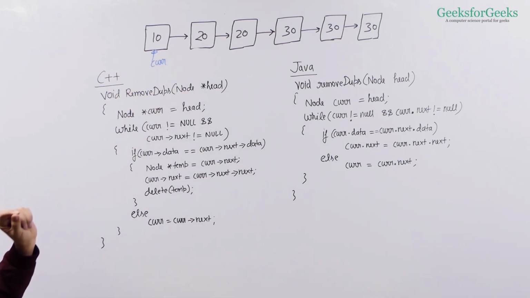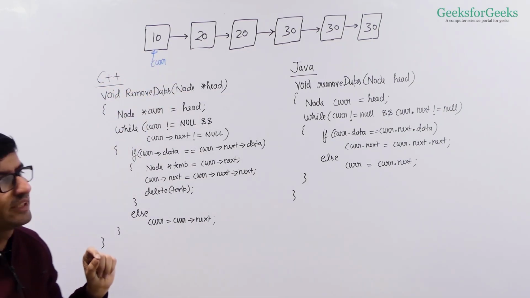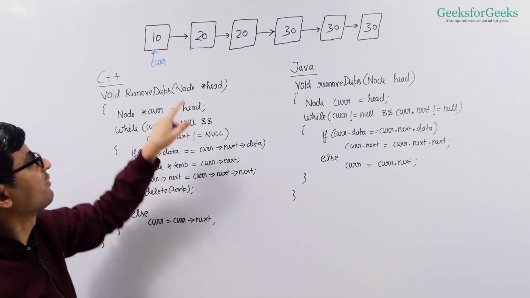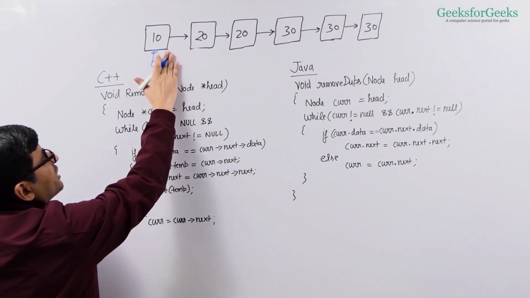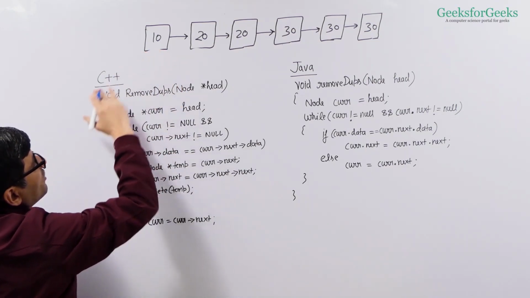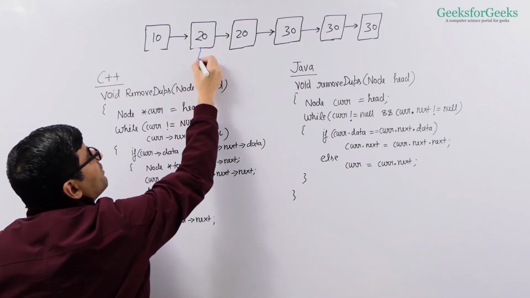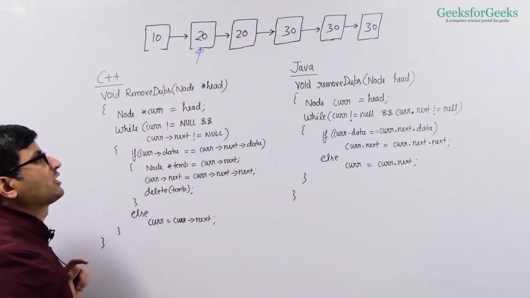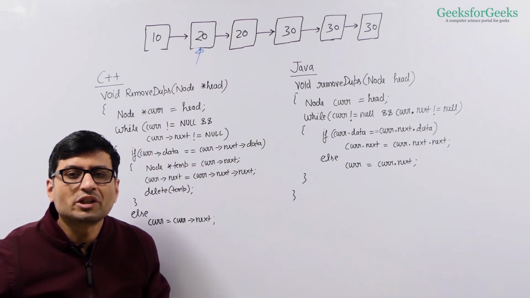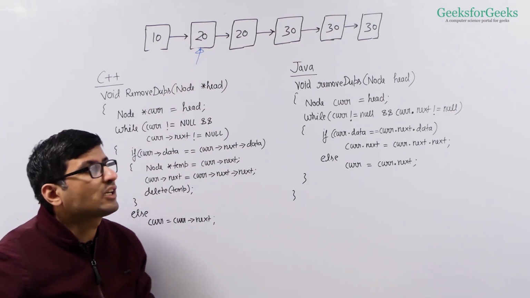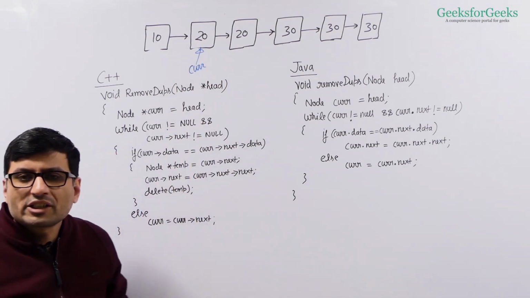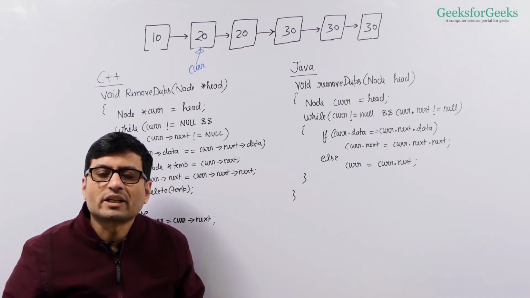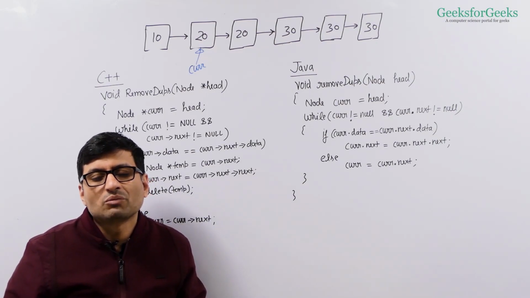And inside this loop, we are comparing current's data with current's next data. So if we begin from here, they are not same, right? If current data and current next data are not same, then we come into the else part of this code, and in the else part, we are simply moving current to the next, right? So our current simply moves to 20. Now we again compare current and current's next data. So they are same. When current and current's next data are same, you need to remove current's next.